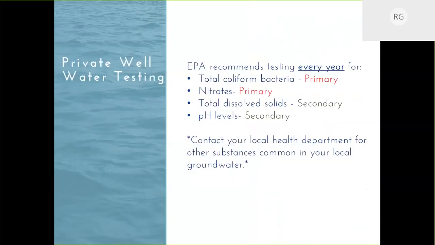But when we talk about private wells, EPA recommends that you test your private wells every year for 2 primary contaminants and 2 secondary contaminants. Those are total coliform bacteria, nitrates, total dissolved solids, and pH. And I'll talk about each of those 4 contaminants in detail.